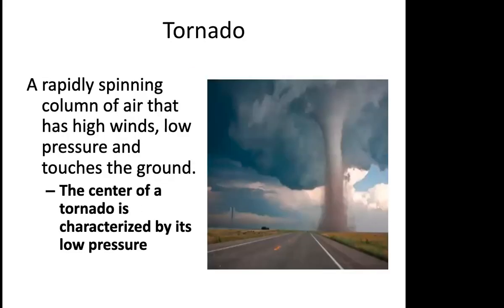All right, next are tornadoes. Tornadoes are rapidly spinning columns of air that have high winds, low pressure, and they touch the ground. Okay? The center of a tornado is characterized by its low pressure. So they swirl, swirl, swirl, and they move along the ground. Okay?